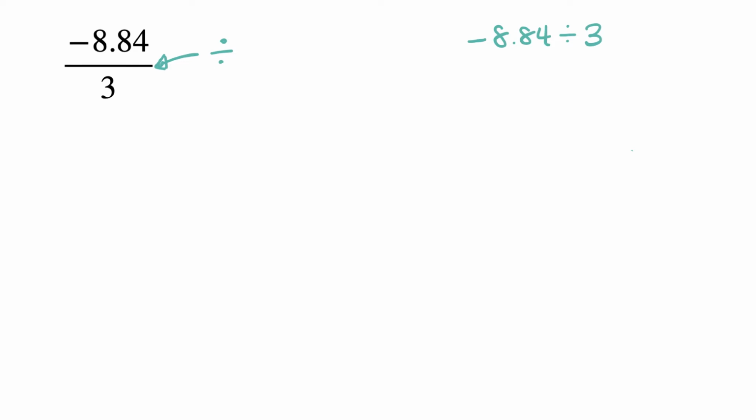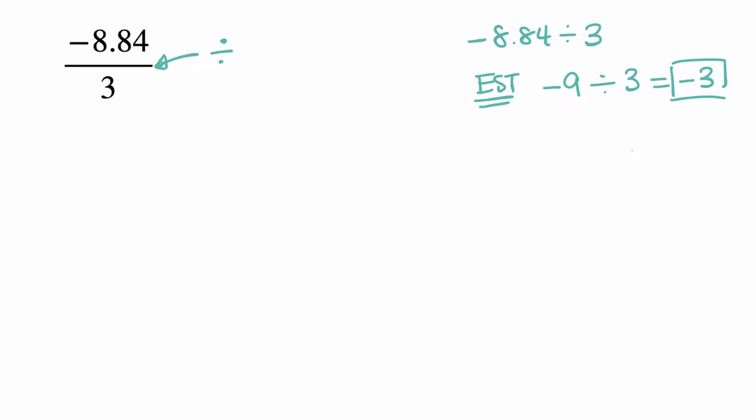Now, since we're working with decimals, it's always a great strategy to estimate, so that we know what our answer should be close to, to make sure that it's reasonable. So negative 8.84, I could round that number to negative 9 divided by 3, and negative 9 divided by 3 is going to be negative 3, which means my answer should be close to negative 3.